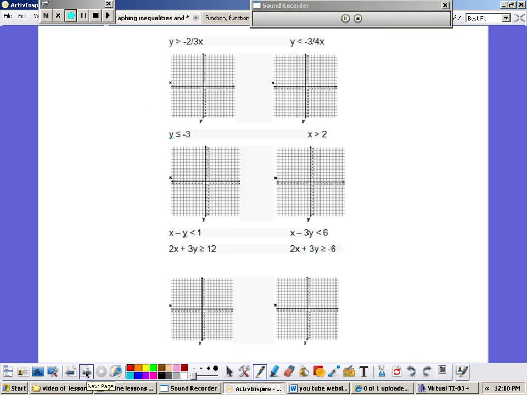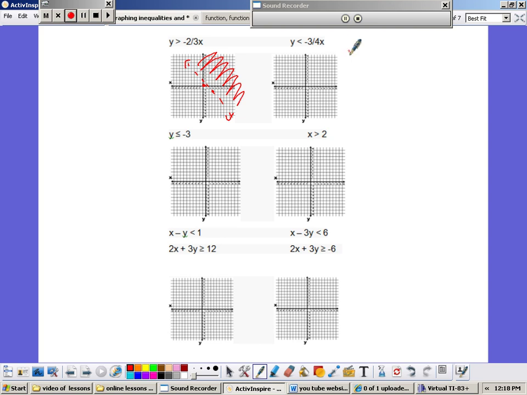Okay, so let's graph some of these. This starts at 0. It goes down 2 and over 3. It's leaning to the left, which it should. It's a dotted line because there's no equal to sign on it, and it's colored up. So it means everything in the shaded area is part of the answer. The dotted line is not part of the answer.